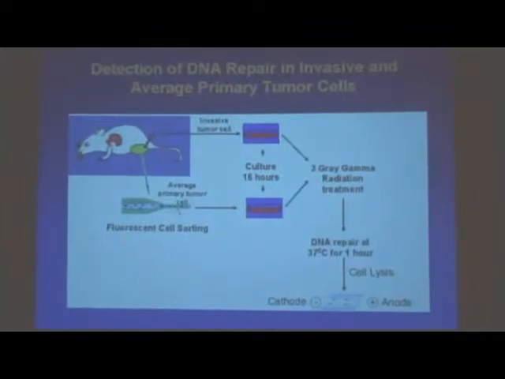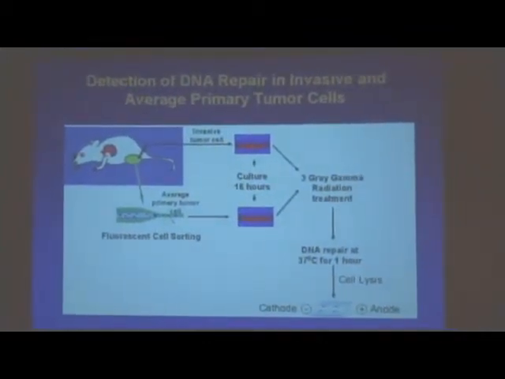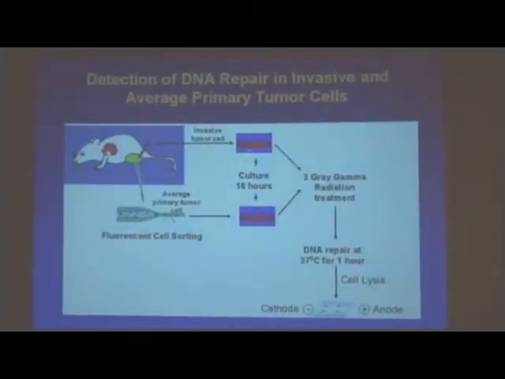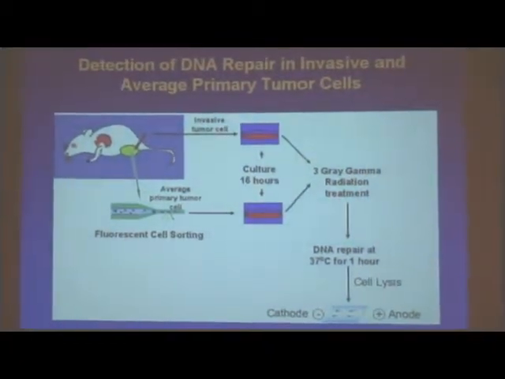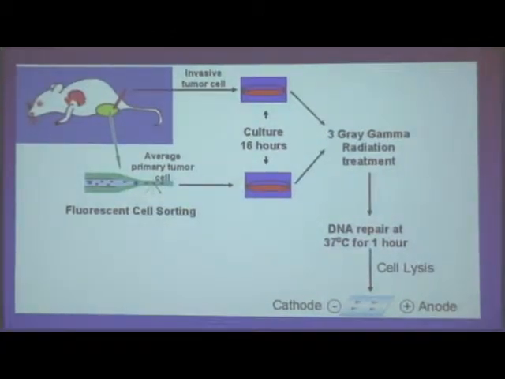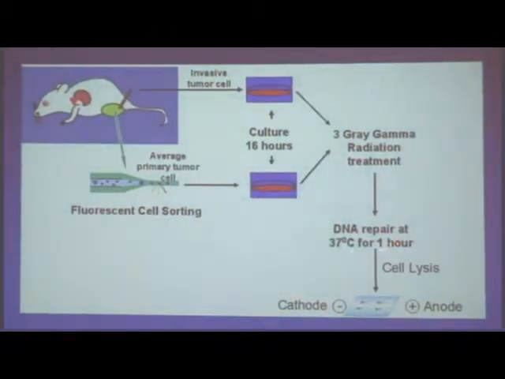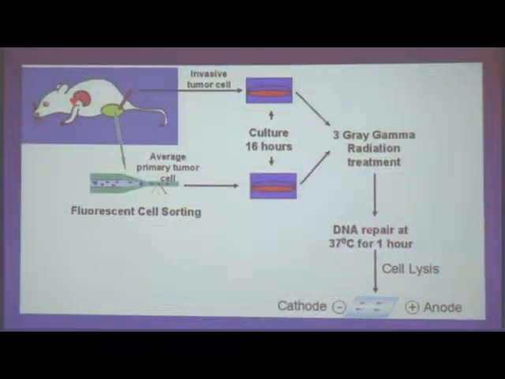Basically what it does is you let the cells grow for about 16 hours after you have taken them out of the animal, and you give some gamma radiation that breaks the DNA, and then you let the cells repair their DNA for 1 hour. After that, you put it in an electrophoresis plate and electrophorese the cells.